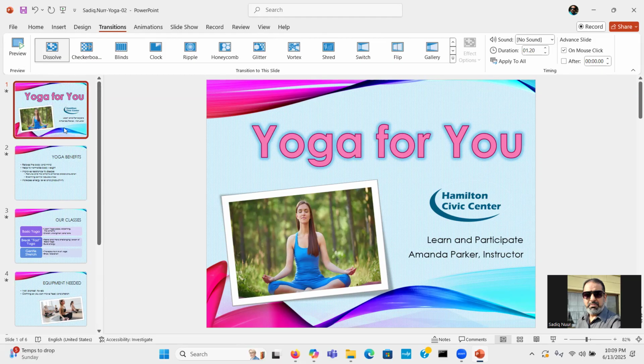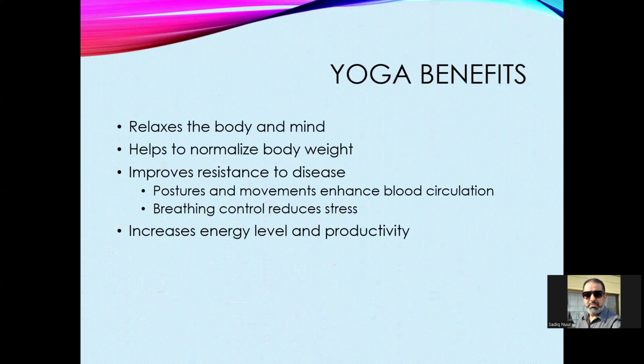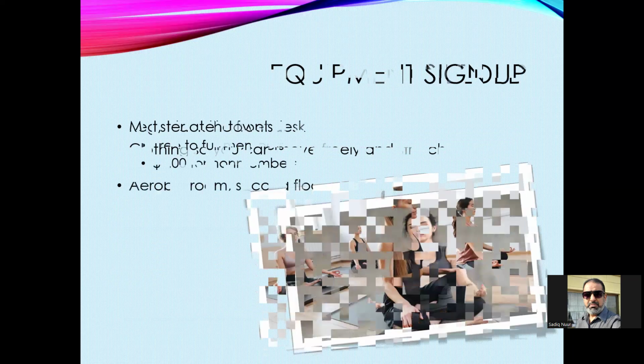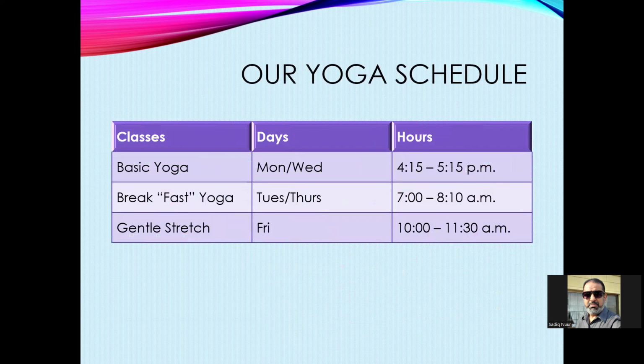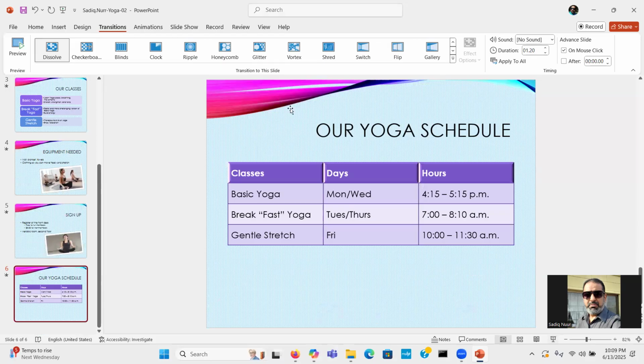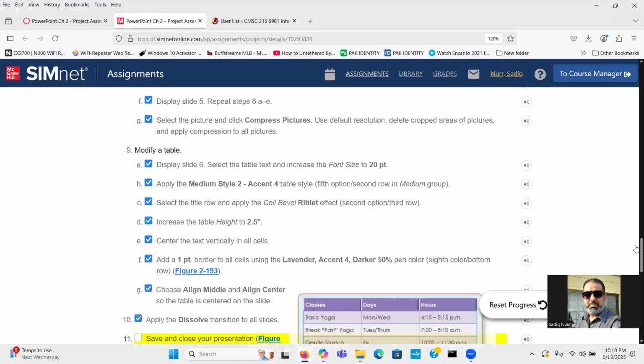So I'm in slide 1. I will go to my status bar and then I will click on slideshow. Now press the enter key. Press the enter key. Press the enter key. And then press the enter key. So everything looks perfect. Now I will save it again. I will close it. Now it's time to upload to see what the grade is.